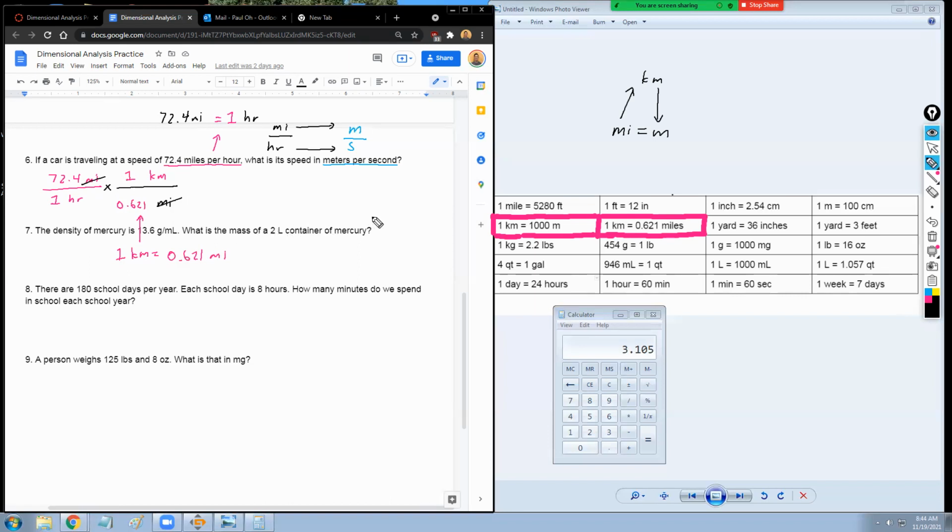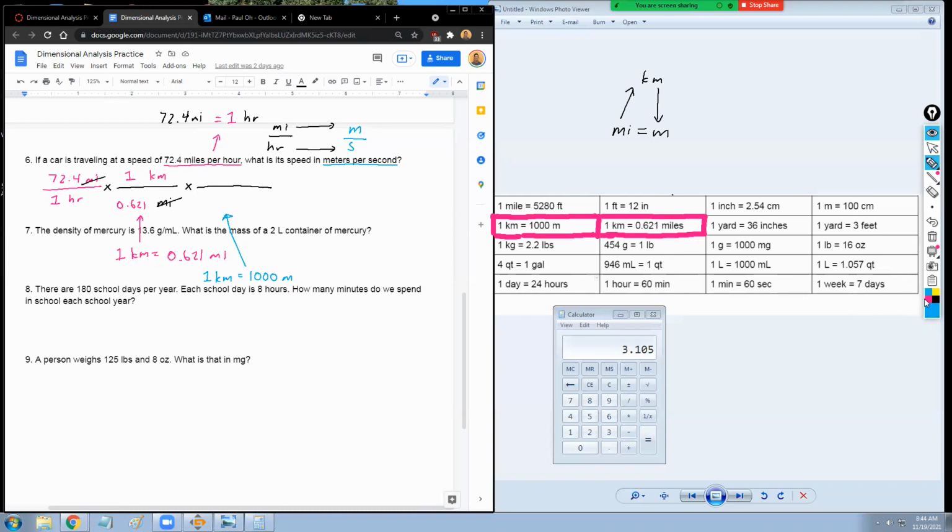Okay, but I don't want kilometers, I want meters. And so we're going to use the second equation right here. We're going to use the second equation that states that 1 kilometer is equal to 1,000 meters. So what we're going to do is set up another fraction. And this time we're going to plug in the numbers from this second equation right here.